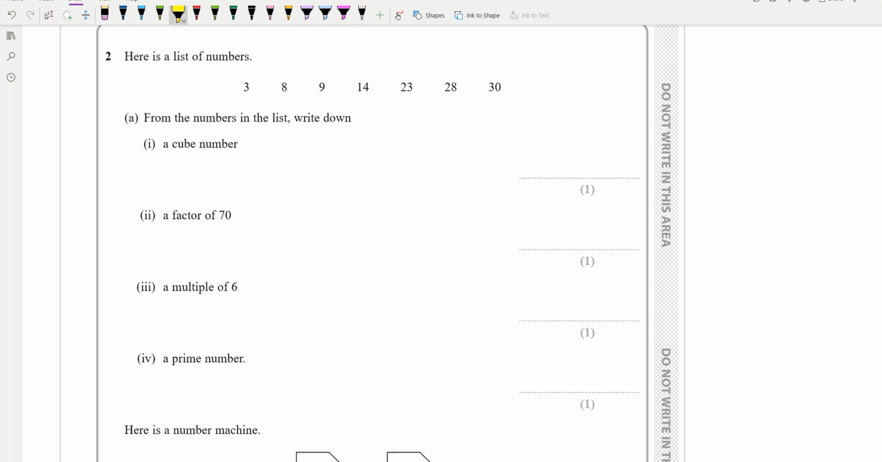Now question number 2, and the question number 2 says here is a list of numbers. A, apart from the numbers in the list, write down a cube number. A cube number is, for example, 2 cubed is equal to 8. So 8 is a cube number.